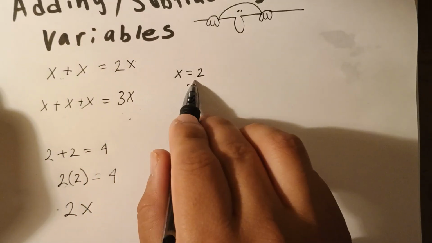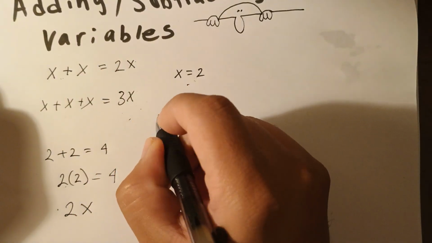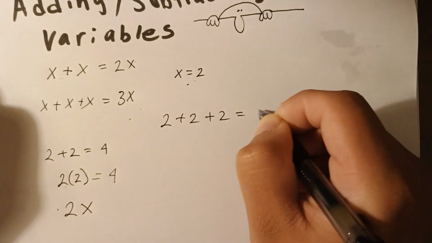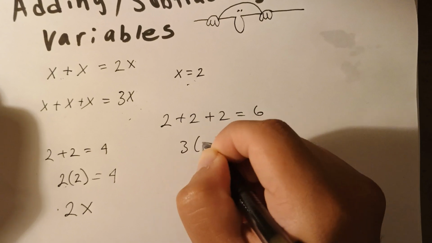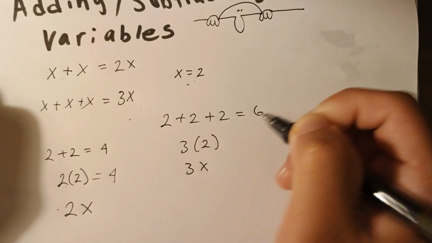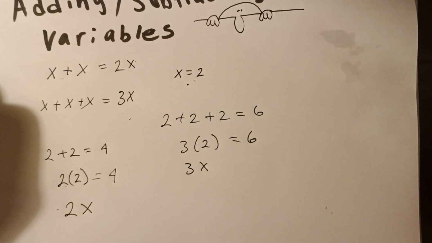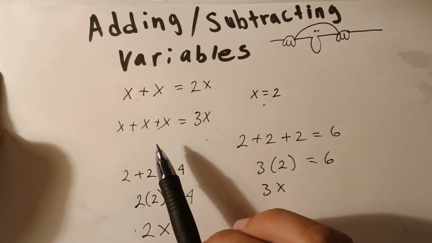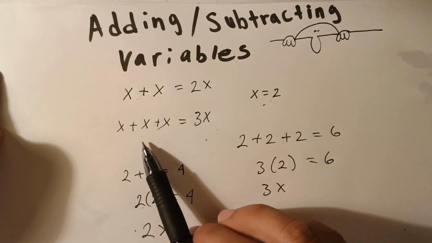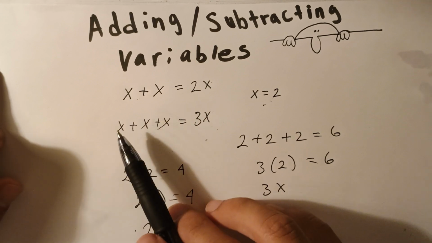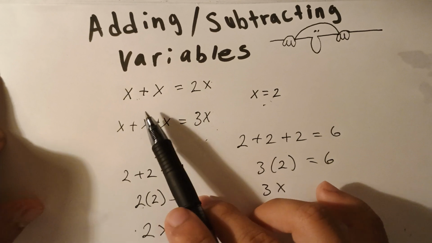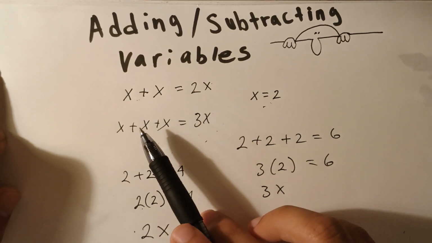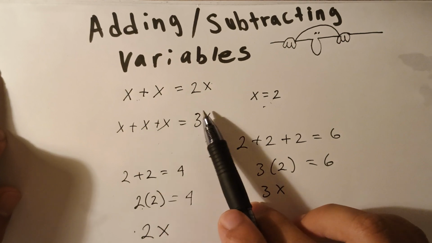So if I replace this x with a 2, it'd be 2 plus 2 plus 2, which is 6, which is the same as 3 times 2, right? I just replaced the x. So that's why when you add like terms like x, they're all the same letter, so they're the same term. You just write how many of that we have. So we have 3 of them, so you just write 3 and then just x.